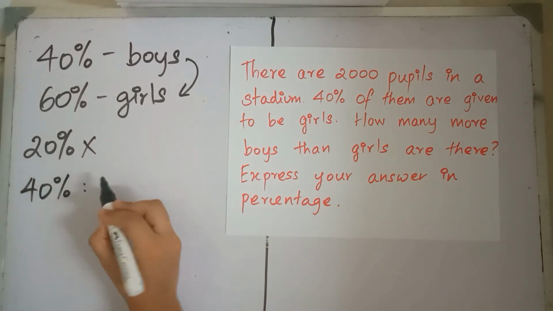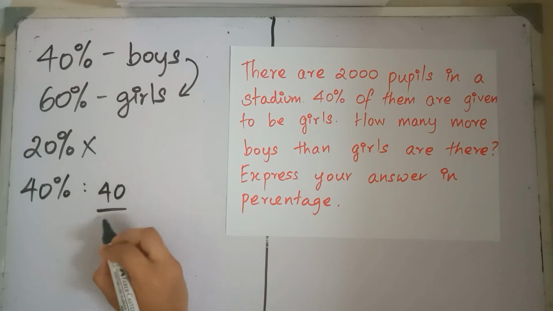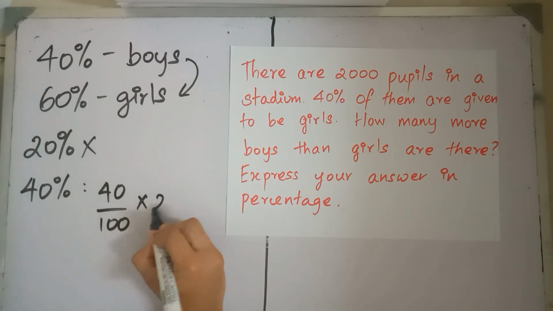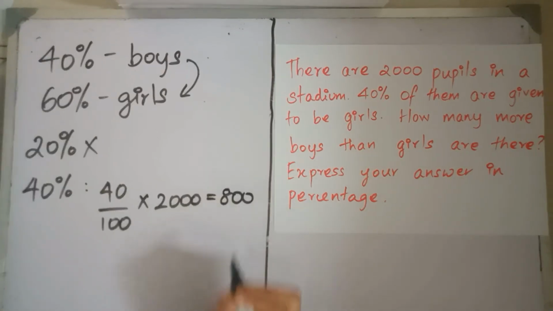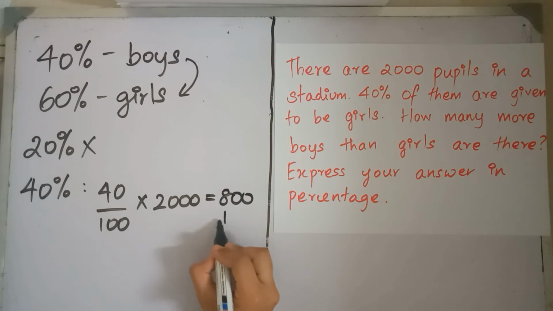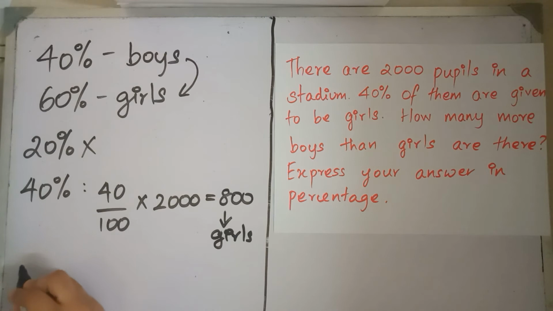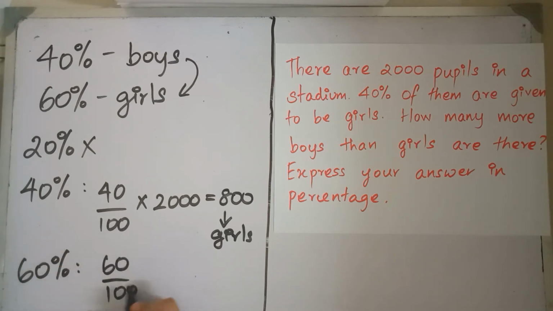40% of 2000. 40% of 2000 gives 800. So we have 800 girls, and the number of boys can be found out. It will be 60% of 2000, which gives 1200. So we have 800 girls and 1200 boys.